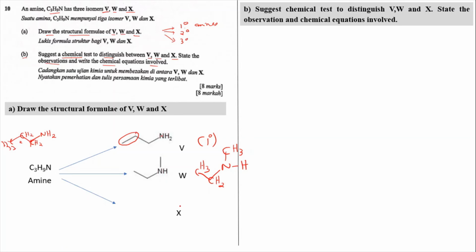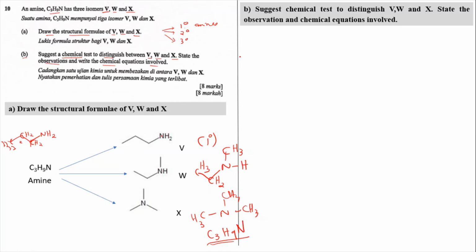And then for the X isomer, we're going to create a tertiary amine where we bring this methyl group and attach it with the nitrogen here. So it's going to look something like this. It's going to be attached with CH3, CH3, and CH3. So the isomer still maintains as C3H9N. Okay, so our isomer X is going to look something like this. So these are the three isomers for V, W, and X.